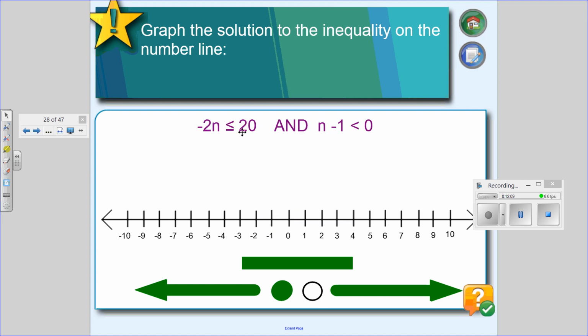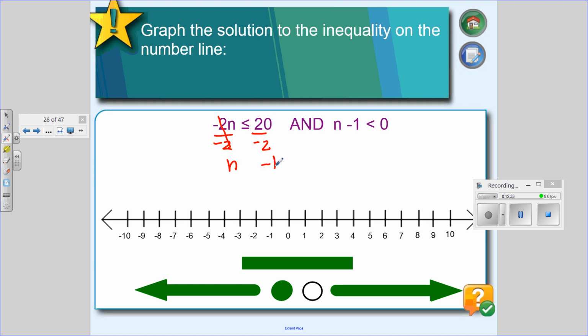In this one, I'm going to have to do a little solving first, and I think there's a couple that are on your homework practice that are like this, where you have to do a little solving first. So I have to first start by dividing by negative 2 to solve for n. And negative 2n is less than or equal to 20. When I divide by a negative 2, the negative side becomes positive, and the positive side becomes negative.